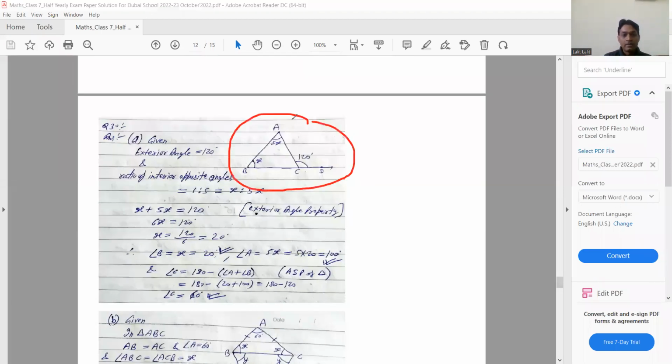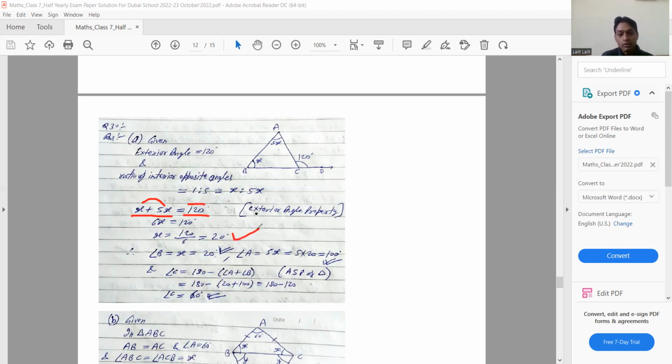First, I have drawn the figure, angle A, B, C, and this is an exterior angle which is given as 120 degrees. The two opposite interior angles are in the ratio 1:5. Whenever you have something in a ratio, just take the value of x or k, whatever. So 1:5 means x and 5x. As per the exterior angle property of a triangle, the exterior angle is always equal to the sum of the opposite interior angles. So x plus 5x is equal to 120, 6x is equal to 120, x is equal to 120 upon 6, which is 20 degrees.